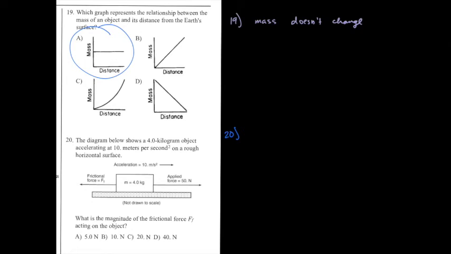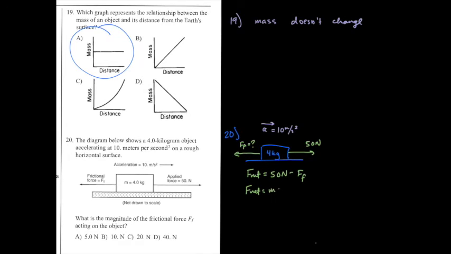Number 20. Here we have a 4 kilogram object accelerating at 10 meters per second squared on a rough horizontal surface. So that means there's friction involved. So let's draw a free body diagram. We're pushing 50 newtons to the right, and we have friction acting to the left in response, and this unbalanced force causes an acceleration of 10 meters per second squared. Okay, so when we have a mass and acceleration, we can figure out the overall net force acting on this object. Remember, net force is the overall amount acting on it.